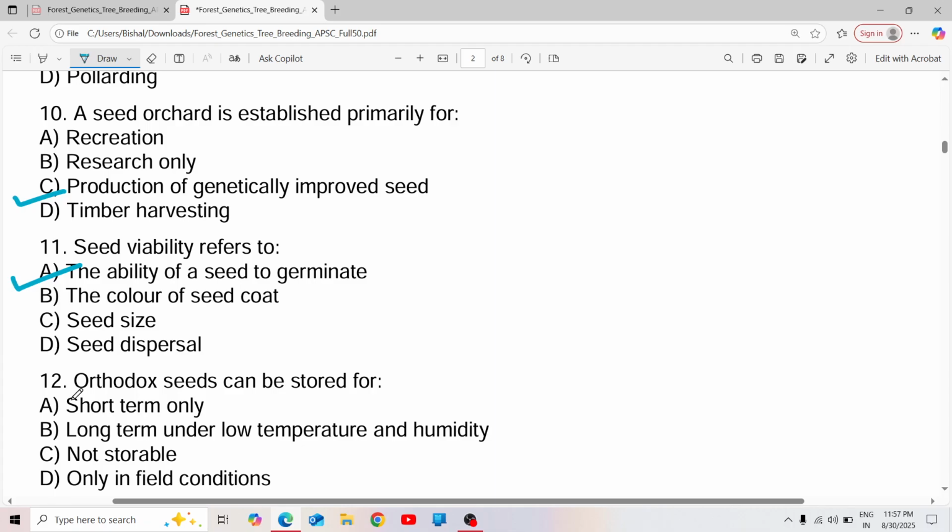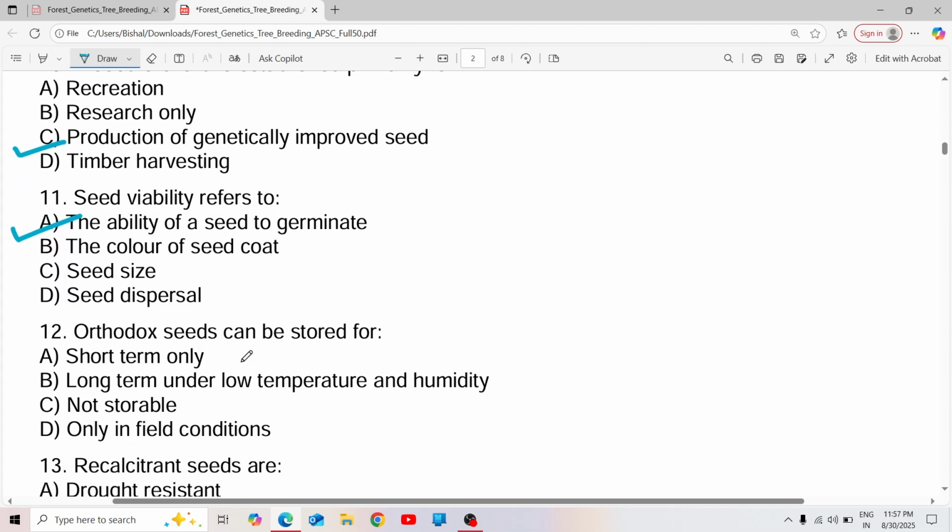Question number 12. Orthodox seed cannot be stored for. Orthodox seed can be stored for, no? So this is not correct. Short term only, yes. It can be stored for long term under low temperature and humidity, yes. For orthodox seed, we need low temperature. So option B is correct.